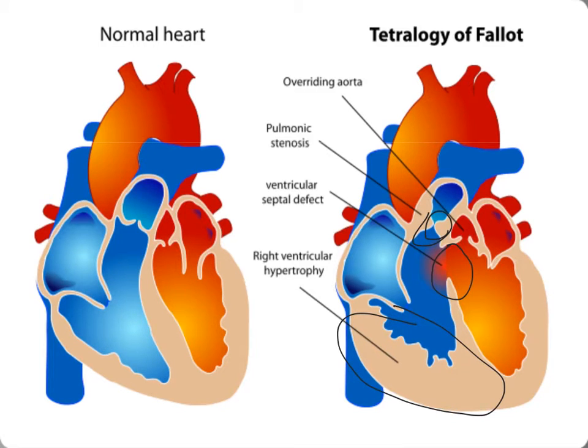What you're not seeing is that overriding aorta. So the overriding aorta is kind of, the aorta comes down and around, and it kind of sits open to both the right and the left ventricle. So it's kind of opened up on both, so it's getting blood flow from both sides.